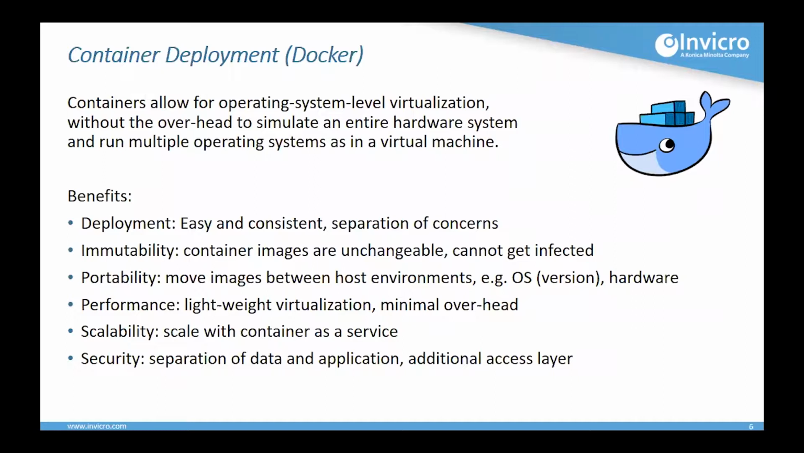Also, the immutability is very useful from a security standpoint, because you can't change the iPACS code once it's deployed. And the images are unchangeable. That also makes validation much easier if you can, in a very consistent way, independent of the operating system version or things like that, deploy always the same iPACS. Similarly, on the portability side, it's very easy to then move the images to a different host environment, different hardware, different software like operating system versions.